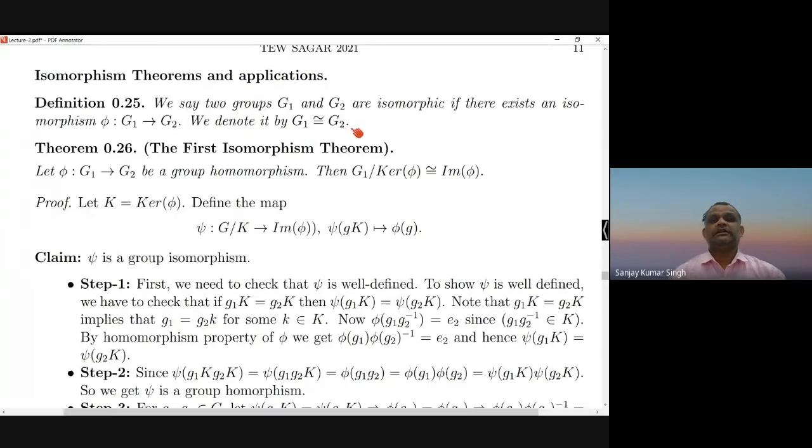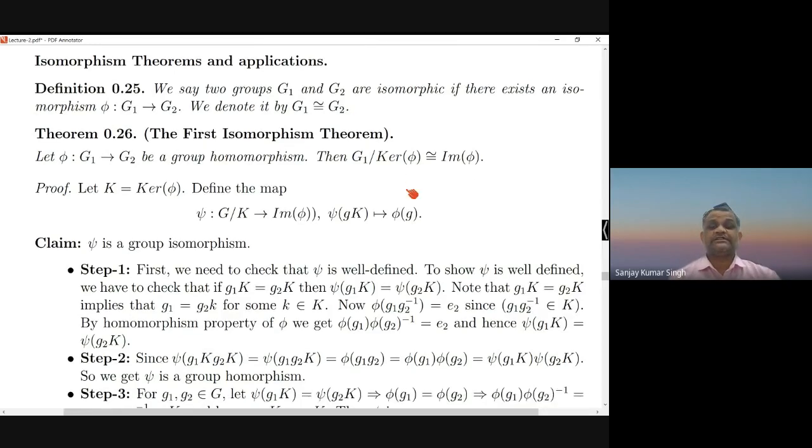Also, if I take the collection of all groups, then we can define a relation on this set of all groups, and we say that two groups are related if they are isomorphic. And we can see that actually this is an equivalence relation. G1 is related to G2 means G1 is isomorphic to G2. G2 is isomorphic to G3 means G1 is isomorphic to G3. So please keep this remark in mind. Hopefully we'll need it later.